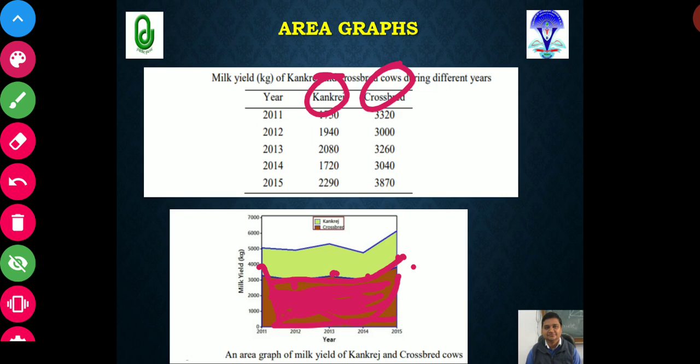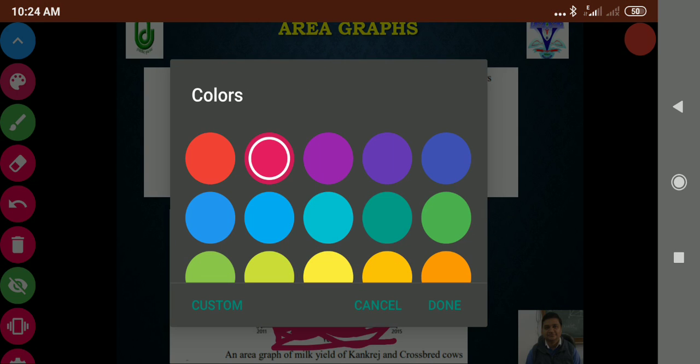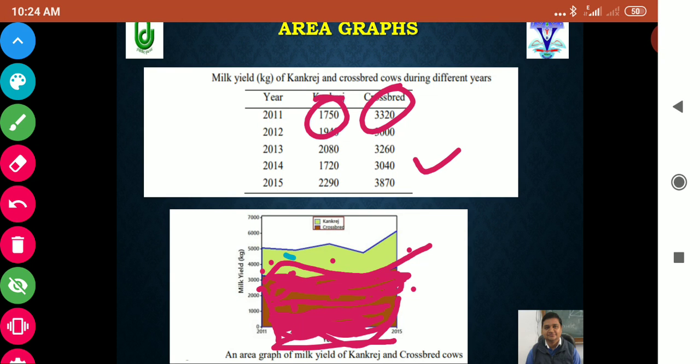Again, you just see the population of Kankrej. The Kankrej population is given here as 1750. So to 3320 we will add 1750 and it will reach around 5000, so we will put one point at 5000. Then again 3000 plus 1940, we will add it and make the point here. Then 3260 plus 2080 and we will make a point here. Similarly we will prepare a line and the area below that line we will color with some other color. Suppose I am making it with blue color. So this area we can color with this color. This is how the area graph is prepared.